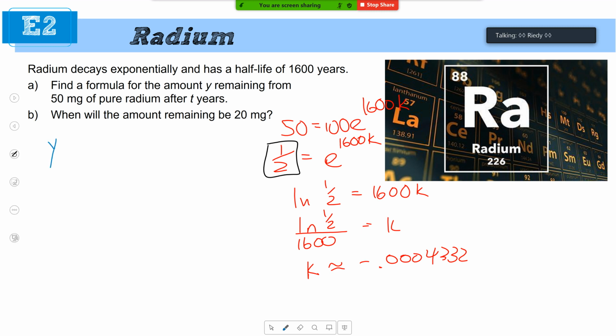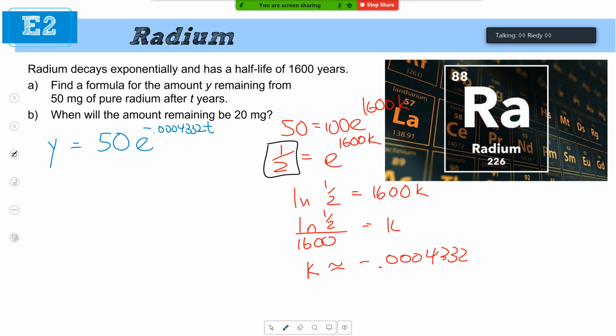Okay, so Y, which is our ending amount, is 50 times e to the negative 0.0004332 t. Again, let me stress, I am just writing an approximate value for k up there. I'm going to use the stored value in my calculations. There's my general Pert equation. So I'm done with the calculus. Now I can do the pre-calculus. So I have my formula, there we go. I have two variables there. How much radium do I end up with, and how much time does it take?